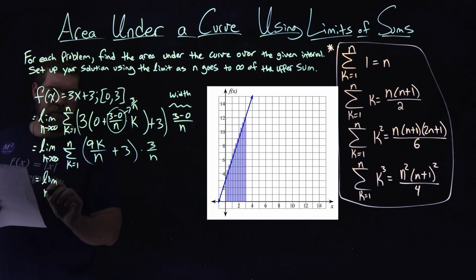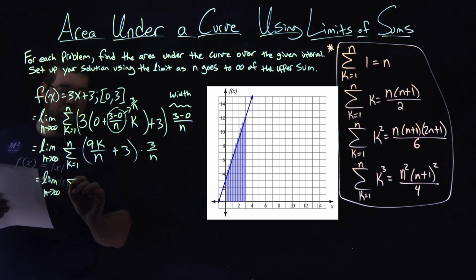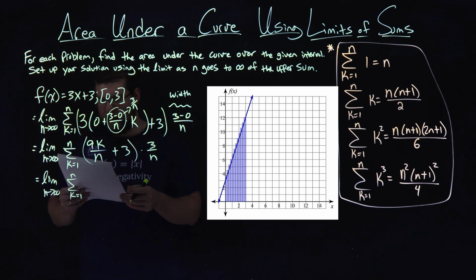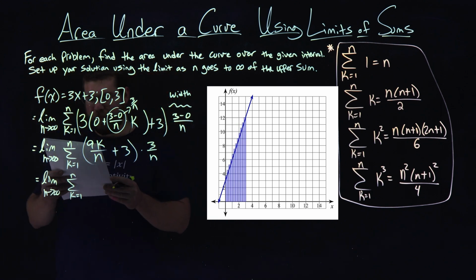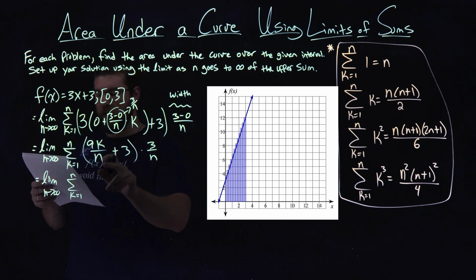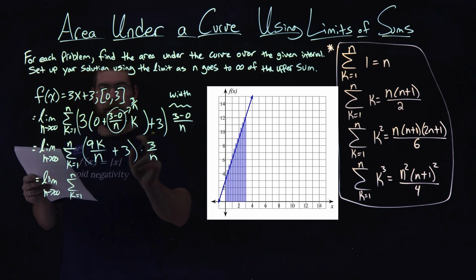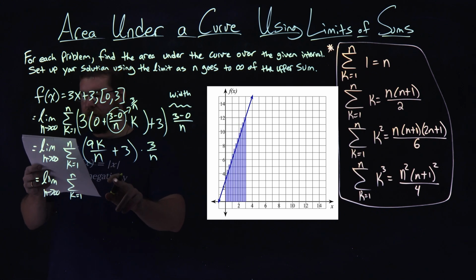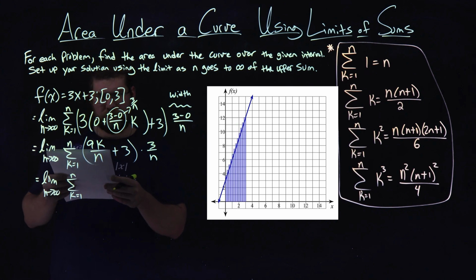The limit as n approaches infinity of the sum from k equals 1 to n. And let's multiply this 3 across the board where we can. So 3 times the 9k over n, we have the 3 times the 9. Did I do this right?